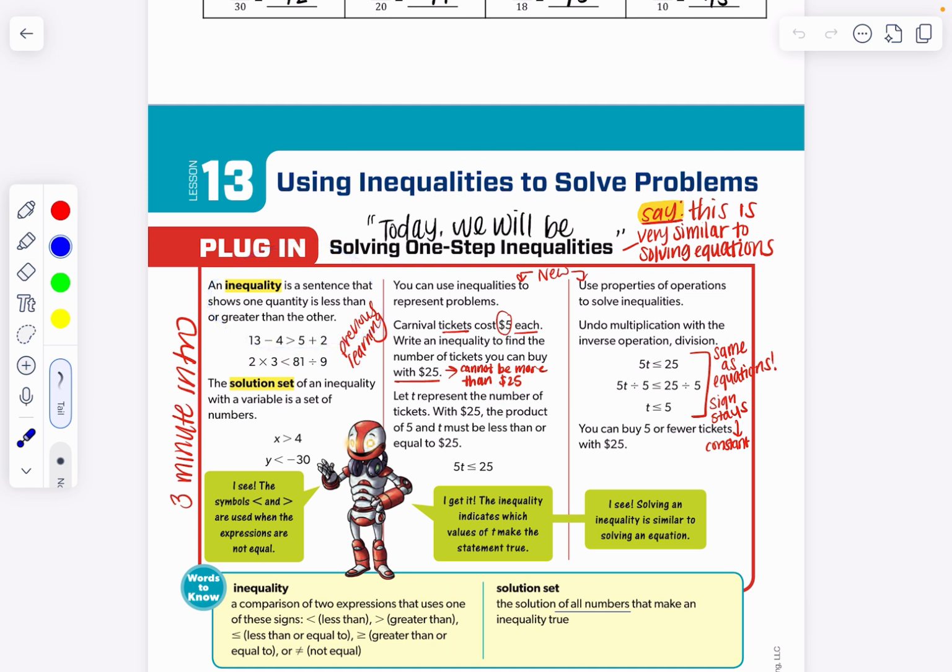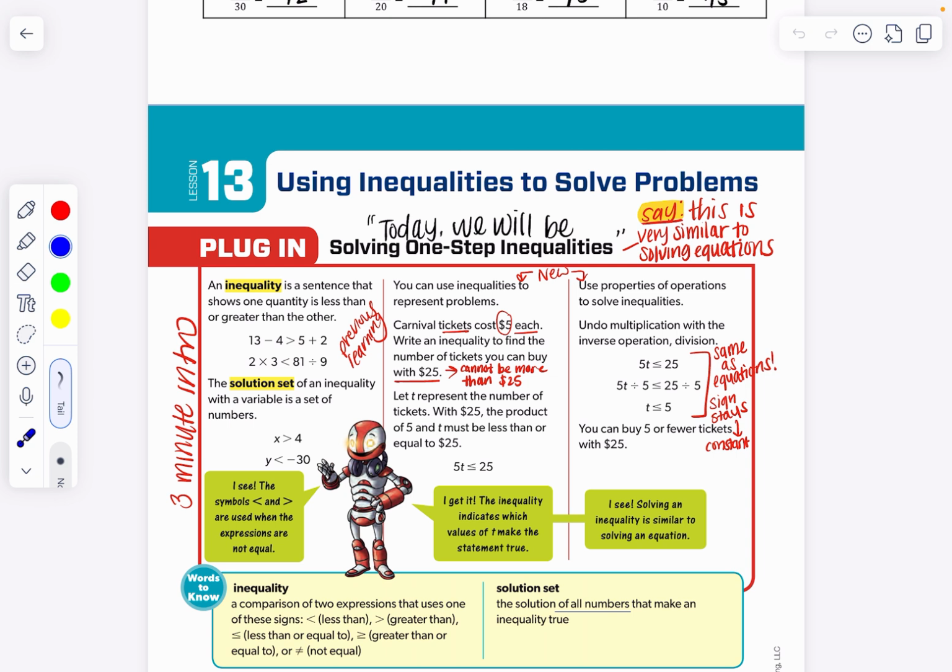So we know that inequalities are sentences that show one quantity is less than or greater than another. We also know that the solution set of an inequality with a variable is a set of numbers. Another thing that we know is that we can use inequalities to represent problems. What is new learning for us is right here. So it says use properties of operations to solve inequalities.